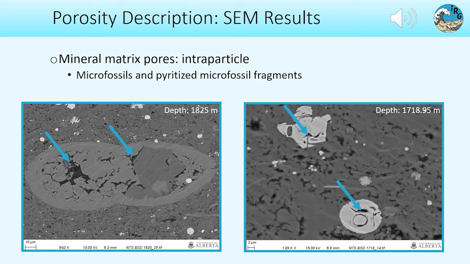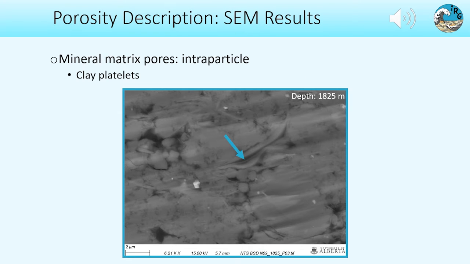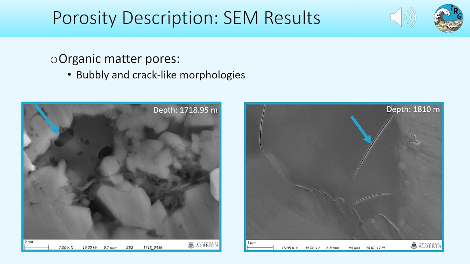So in pyrite rhomboids, dolomite crystals, and microfossils, intraparticle pores are irregular and for the most part isolated in 2 dimensions. Finally, intraparticle pores can also be found in clay platelets and typically have elongated shapes without significant interconnectivity in 2 dimensions. Pores in organic matter are also observed in the Horn River group of the NO9 core.